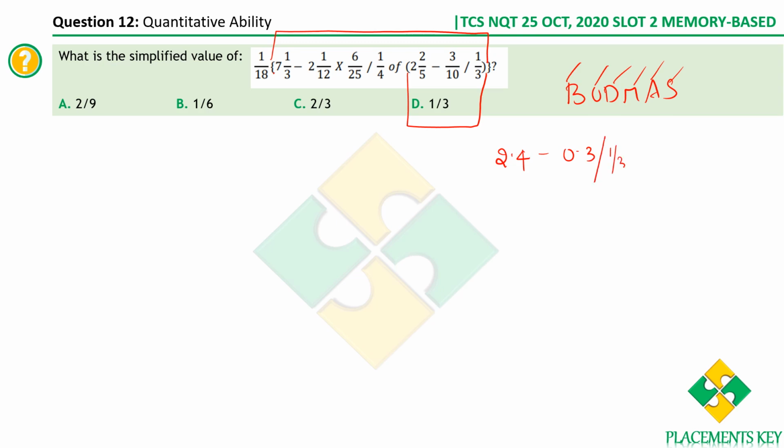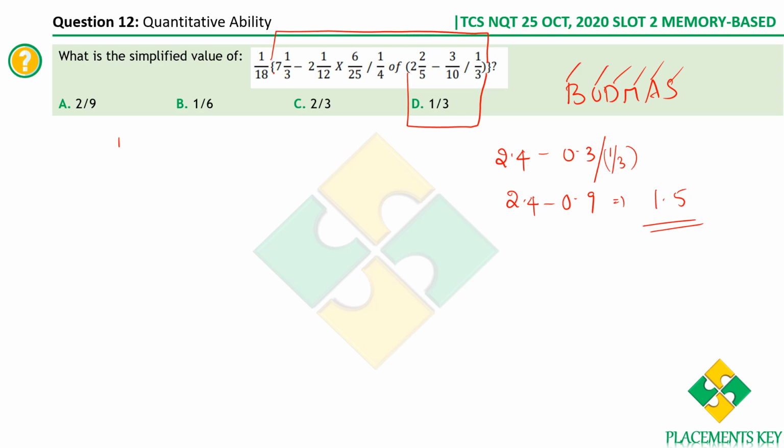We have 1 by 3 here. Now we know that within the brackets also, BODMAS applies. Within this small bracket we have subtraction and division. So division takes precedence over the subtraction. So we'll first divide. So what do we get? 2.4 minus 0.3 divided by 1 by 3 becomes 0.3 into 3. We get it as 0.9. So the effective value is how much? It is 1.5. So the value in this bracket is 1.5.